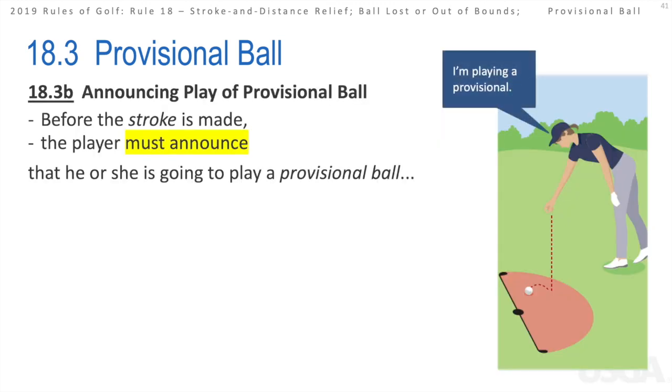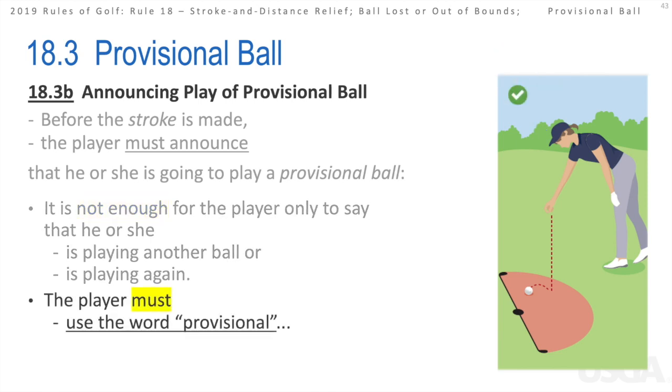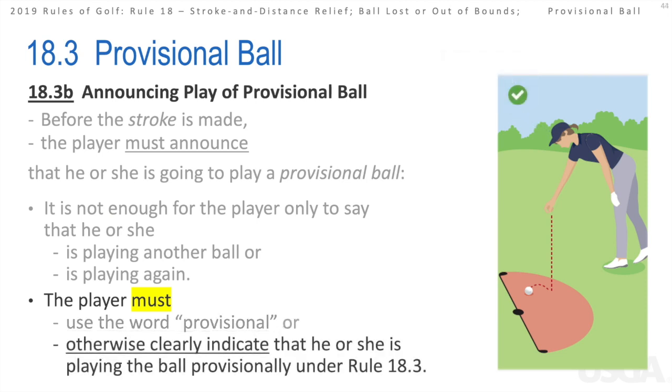The player must announce if they're playing a provisional ball, and it has to be done in a certain way. It's not enough for the player to say that they're putting another ball in play or they're going to play again, because in that case, we don't know if they're just acting under stroke and distance or are they playing a provisional. So that's why the announcement part is important. They must use the word provisional to make it very clear. Or if they don't use that word, they have to indicate it in a recognizable way.